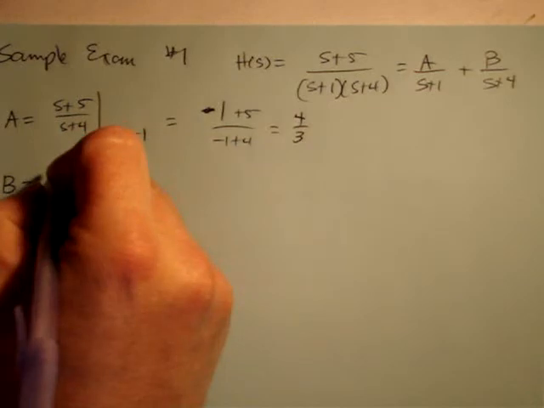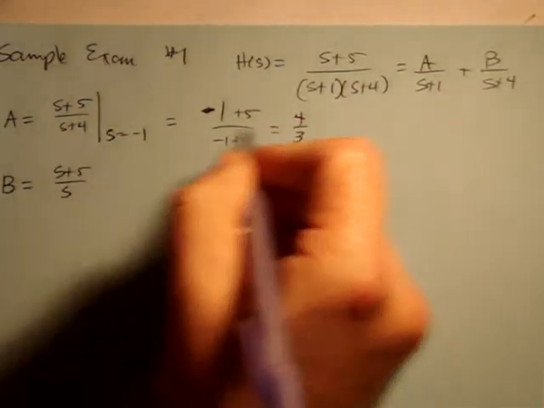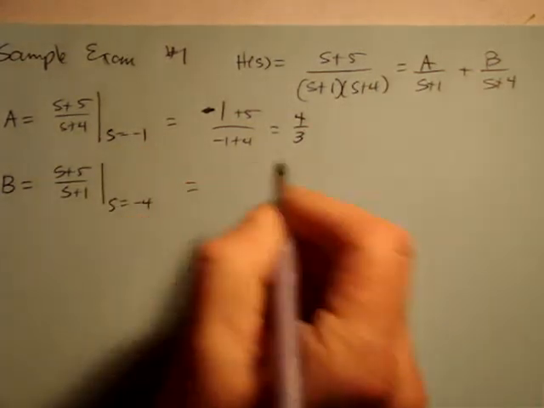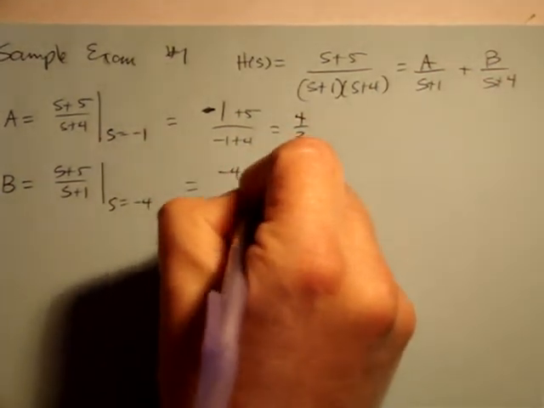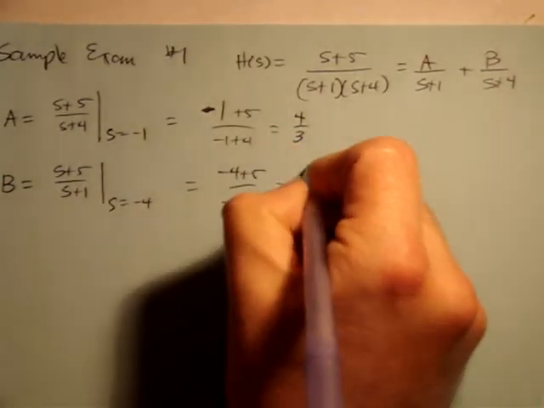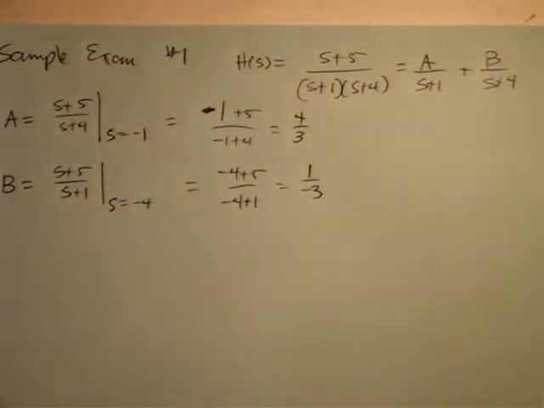B, similar process: (s plus 5) over, multiplying through now by s plus 4, we have s plus 1 on the bottom, and we let s equals -4. And we have (-4 plus 5) over (-4 plus 1). That looks like 1 over -3, so -1/3.